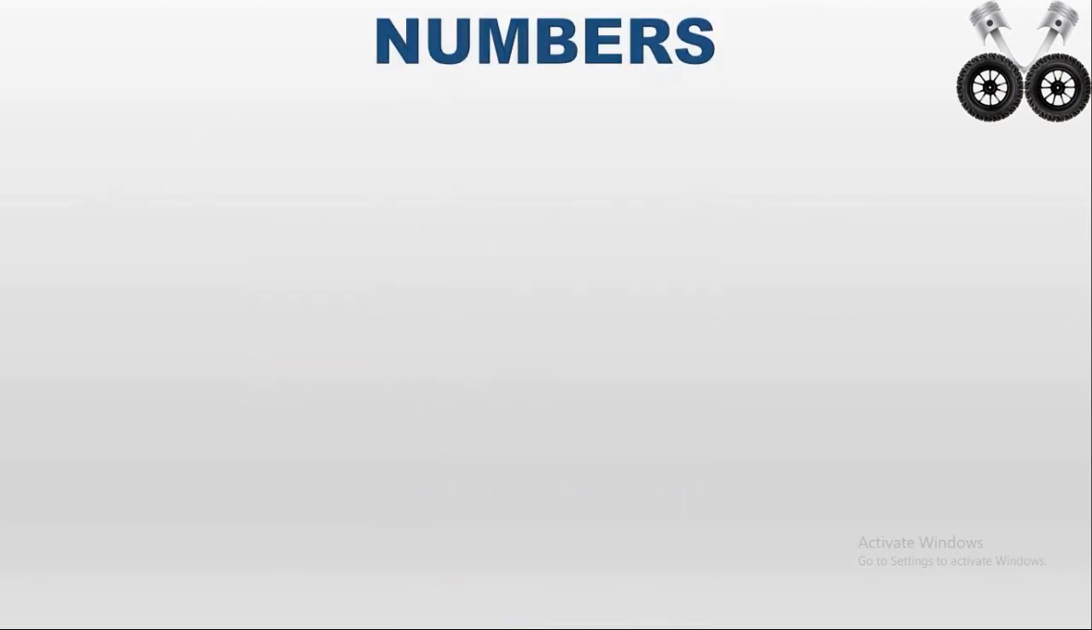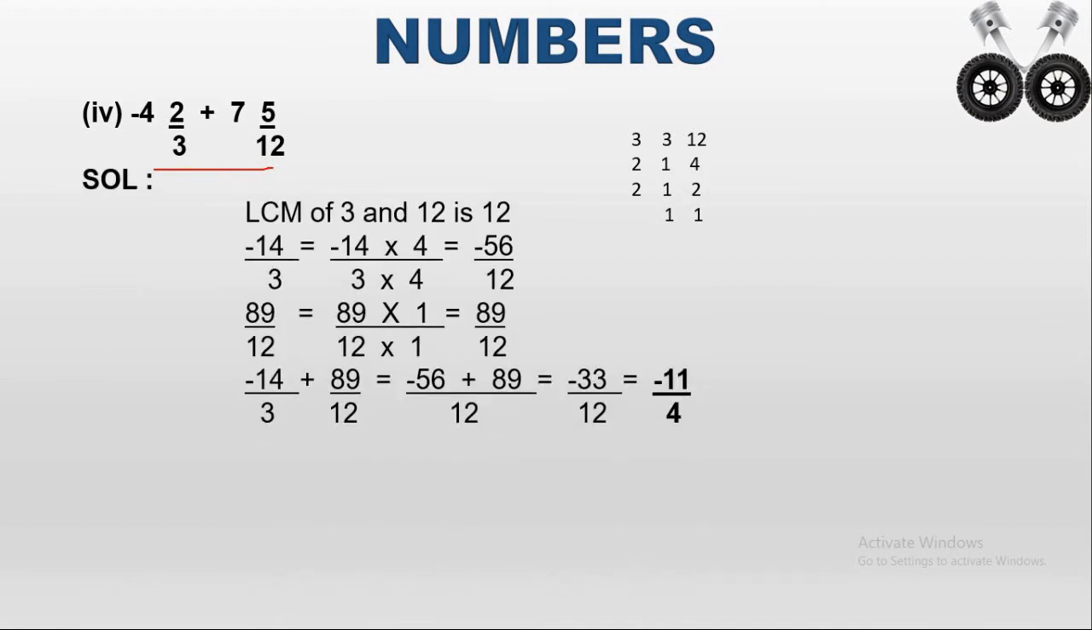The next subdivision is minus 4 2 by 3 plus 7 5 by 12. So here the rational numbers are given as mixed fractions. First you have to convert the given mixed fractions into improper fractions. So for that I am going to multiply 4 into 3. 4 3s are 12. 12 plus 2, 14. So minus 4 2 by 3, the equivalent improper fraction is minus 14 by 3.